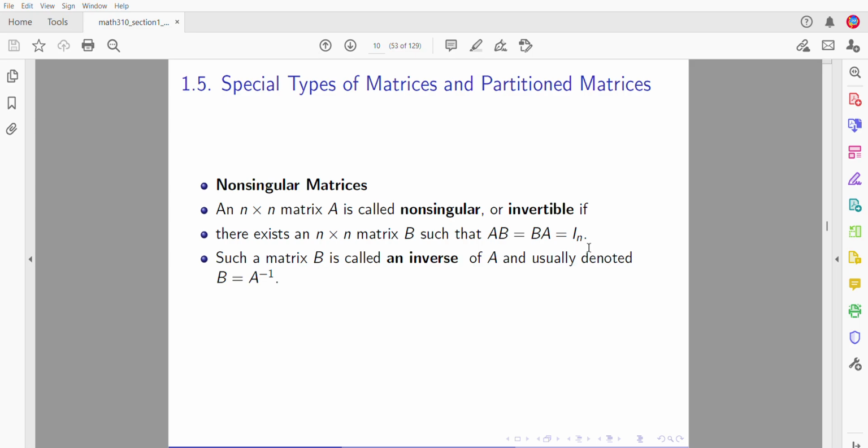Such a matrix B is called an inverse of A, and it is usually denoted by B equals A to the power -1. That represents the inverse of A. If no such B exists, then A is called a singular or non-invertible matrix. Okay? So notice, unlike real numbers, you are not guaranteed the existence of an inverse. You may not find an inverse. In that case, A is simply called singular or non-invertible.